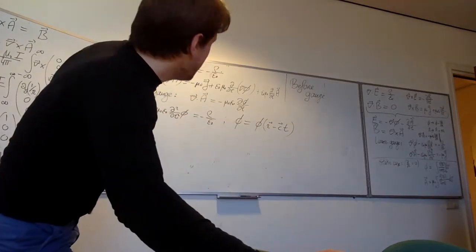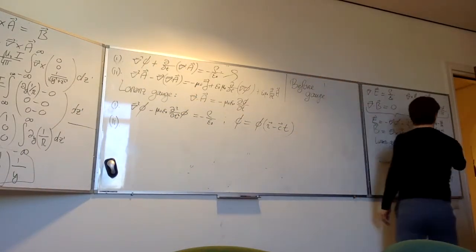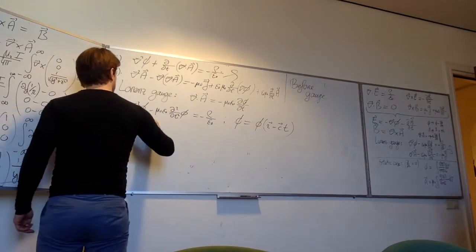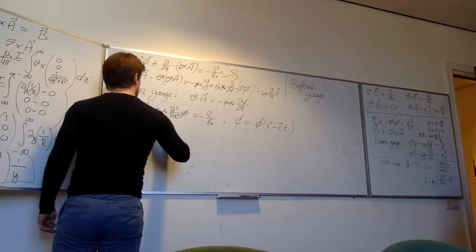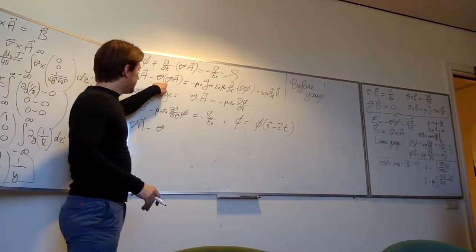Okay, good. Now, this one has been checked. This one does indeed lead to this one. Let's do the second one. Laplacian of the A field minus the gradient of the divergence. But this divergence is exactly that thing.